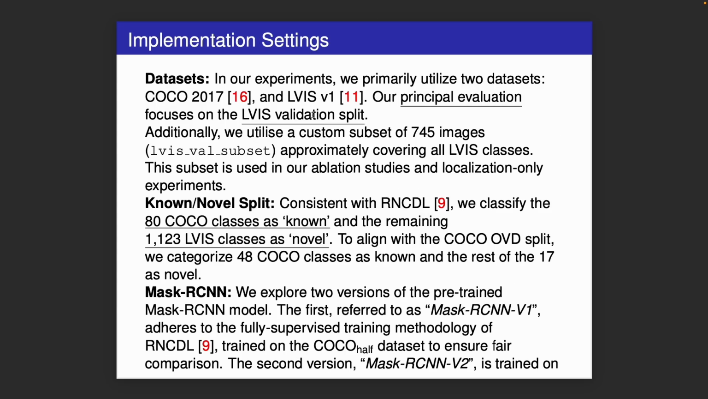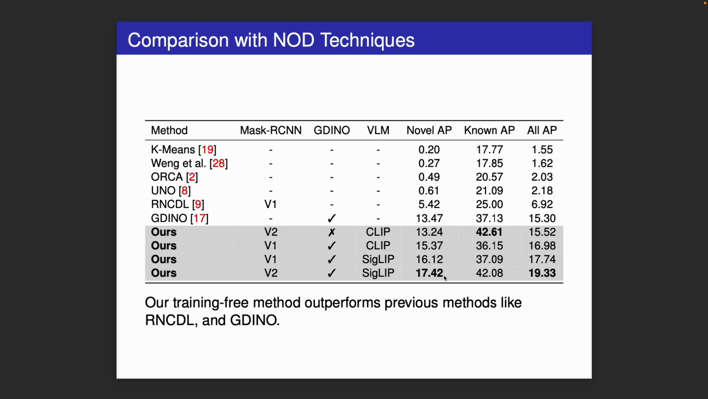We use COCO and LVIS as our datasets. Our principal evaluation is on the LVIS validation set. Our known and novel split follows RNCDL. For our results, we are able to show that our method outperforms all the existing methods and even outperforms Grounding DINO. As you can see, even if we do not use Grounding DINO, we are getting better overall AP here. However, if you use Grounding DINO, we can augment Grounding DINO's capability using our method to further improve its performance.